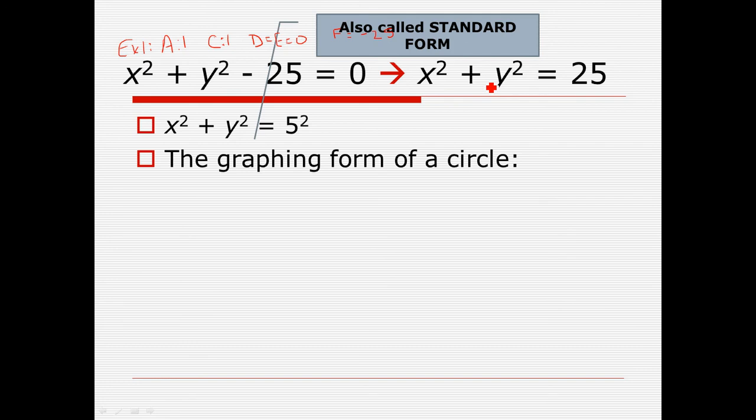The standard or graphing form of a circle looks like this. So copy that down while I answer my text.